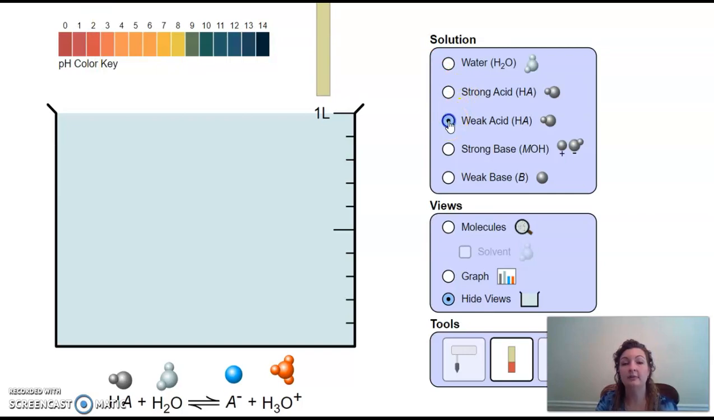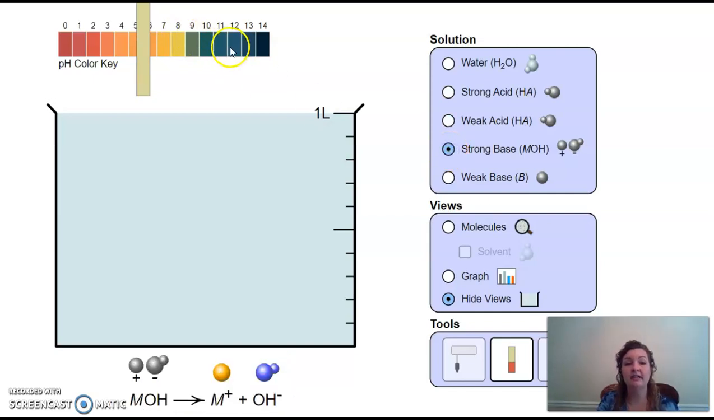So let's try in comparison what a weak acid would look like. Weak acid is going to be anywhere between like a 4 to a 6.9, right? So if I dip this in, I can match it up. Okay, so yeah, I would say it's between like a 5 and a 6. So that is pretty on point.